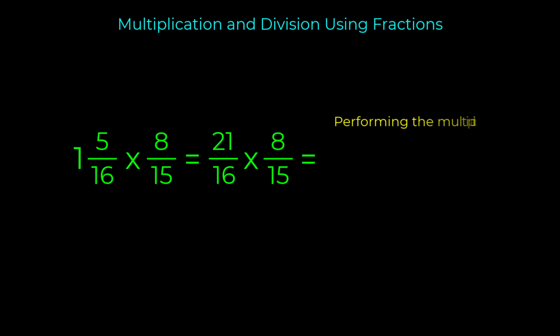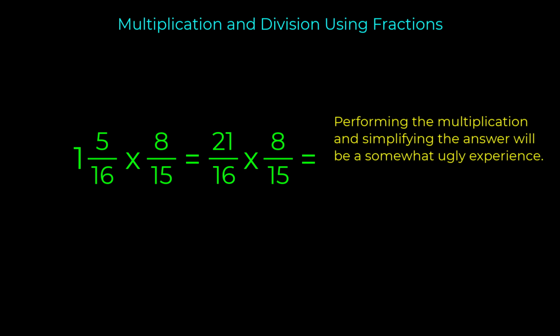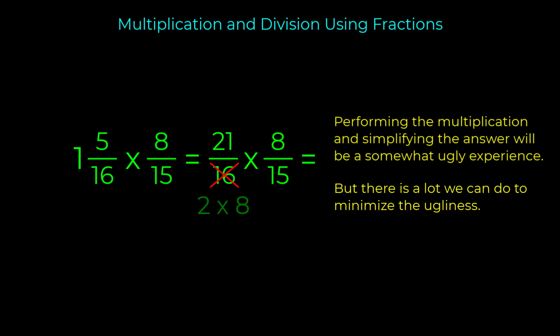Performing this multiplication and then simplifying the answer looks like it's going to be a little bit ugly. We can do it, but it won't be a lot of fun. At least it isn't my idea of fun. But we have an opportunity to do a lot with this fraction before we do our calculation. I can express the 16 in the denominator as 2 times 8. This allows me to factor out an 8 from both the numerator and denominator.